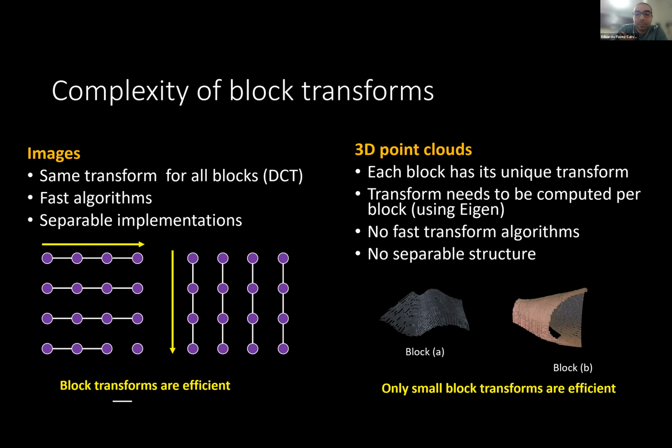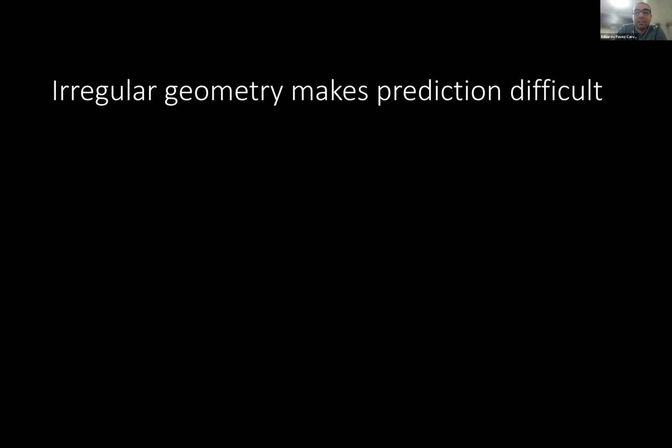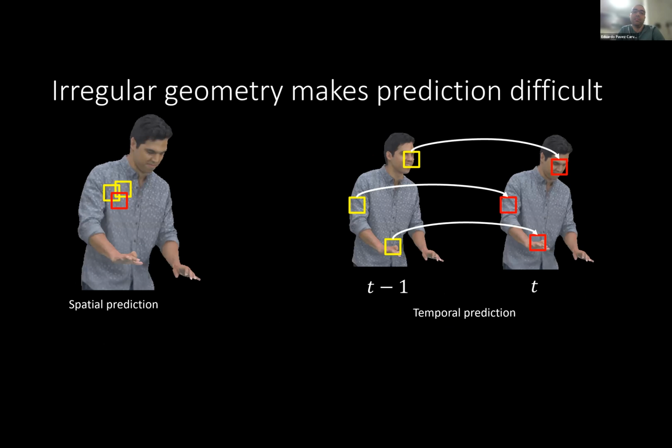The other problem that point clouds have is that the irregular geometry makes the prediction very difficult. Here I have two examples where I want to predict these red blocks. For example, here you want to predict pixels in this red block for coding. On the right, you also may want to predict these different blocks.